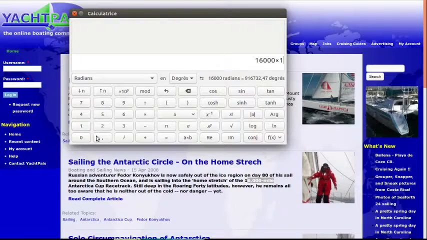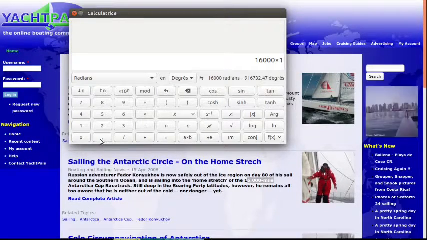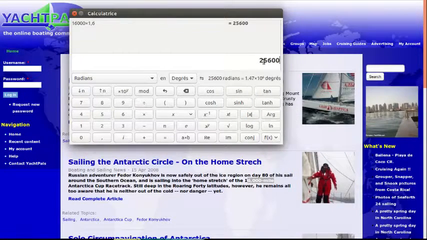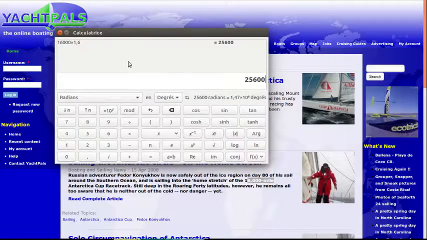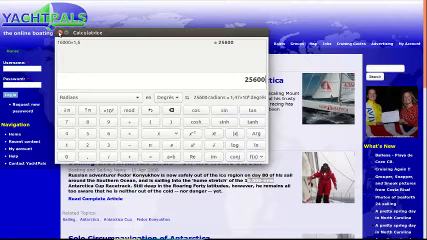So it's about, 1.6 in kilometers. It's about 25,600 kilometers. It's much less than 40,000 kilometers. 25,000, and not 40,000 for the equator. So it's normal on the ball Earth.